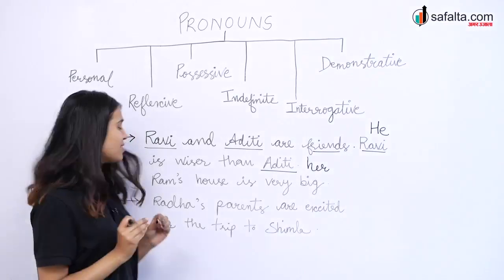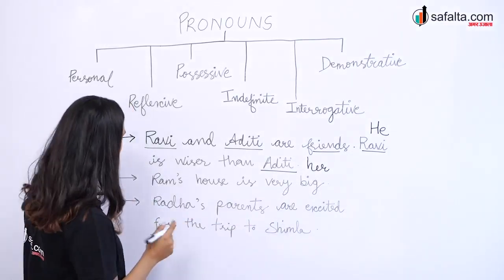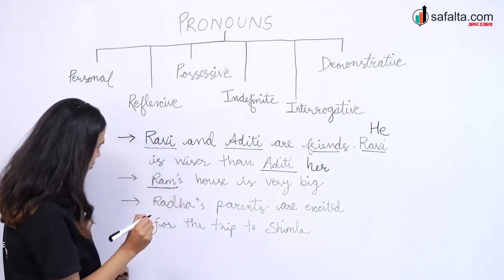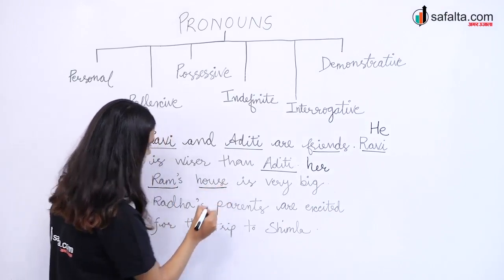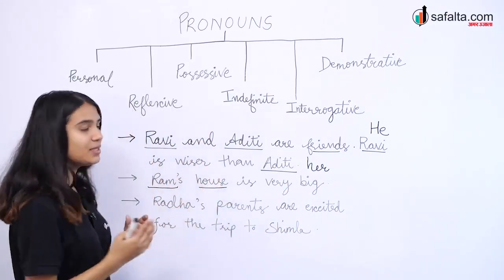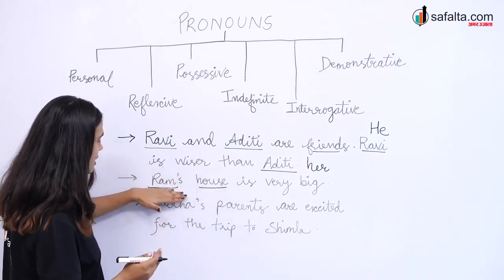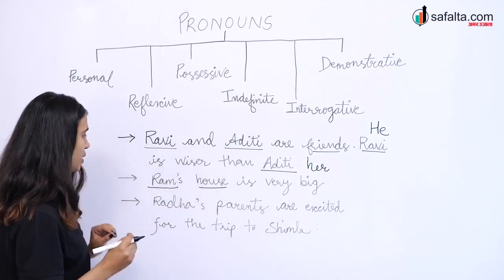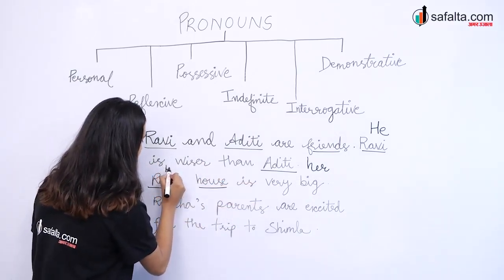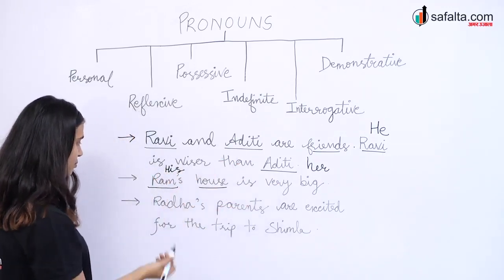The second sentence is: Ram's house is very big. Ram is a noun in this sentence. House is also a noun. So Ram and house are the nouns in this sentence. Now, if we want to replace the noun Ram with a pronoun, what will we write? Ram's house is very big. We can replace it by his. His house is very big.